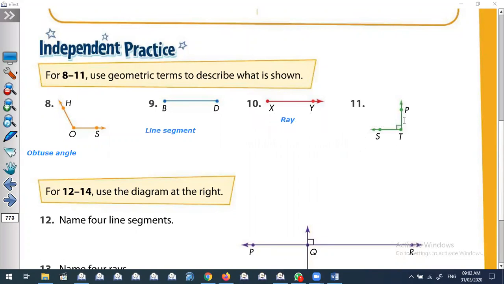This is an angle because it has two rays and it has a square corner. Square corner is a right angle. So this one is an obtuse angle. A line segment has no arrows. A ray has only one arrow. A right angle has a square corner. The next one.